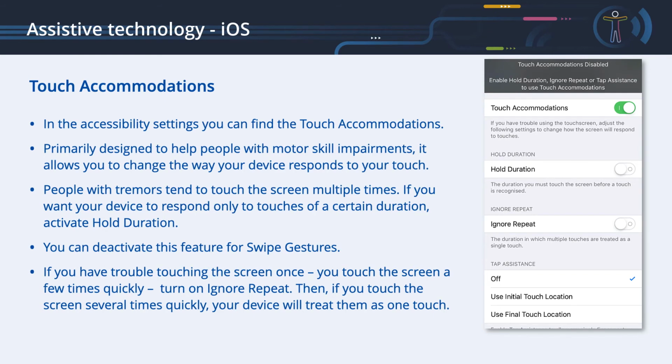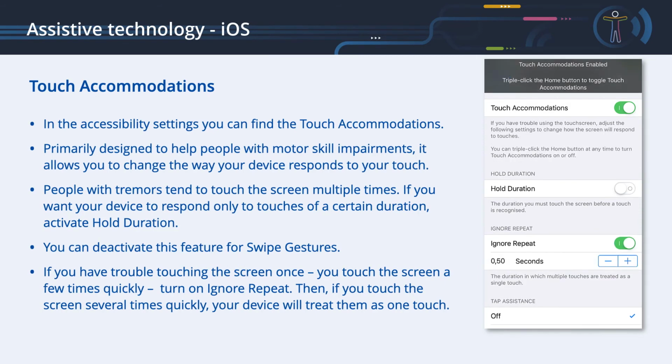If you have trouble touching the screen once, and you touch the screen a few times quickly, turn on Ignore Repeat. Then, if you touch the screen several times quickly, your device will treat them as one. You can change the amount of time that your device will treat several touches as one.